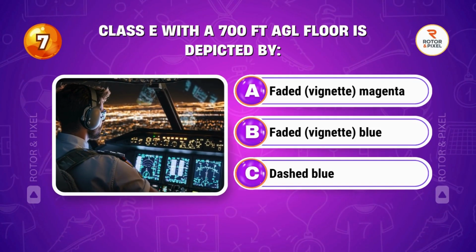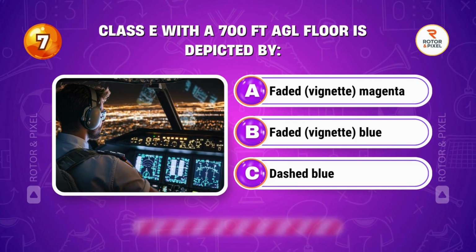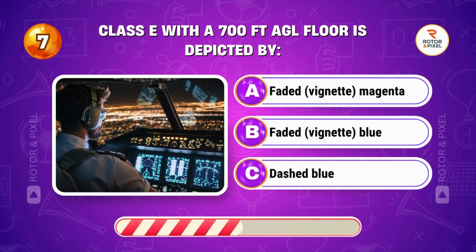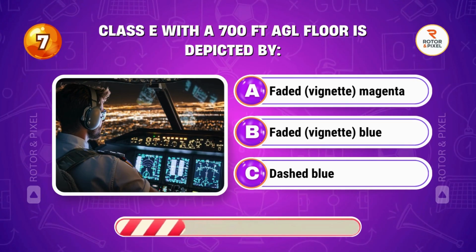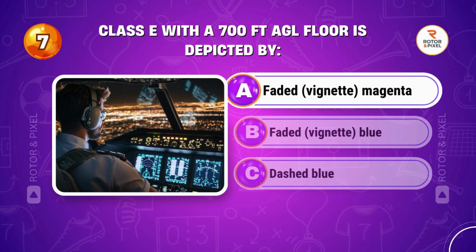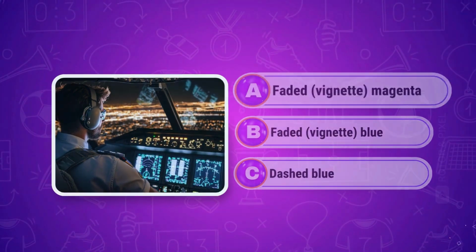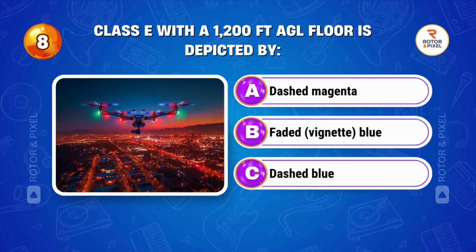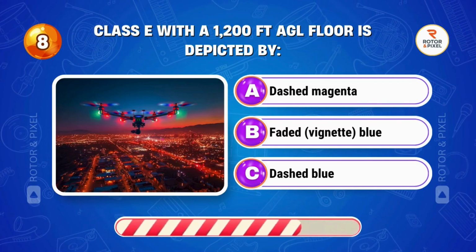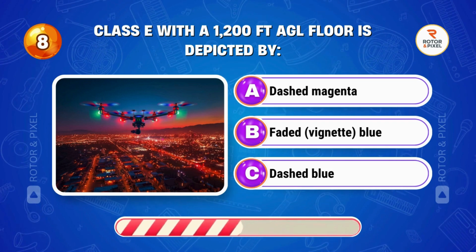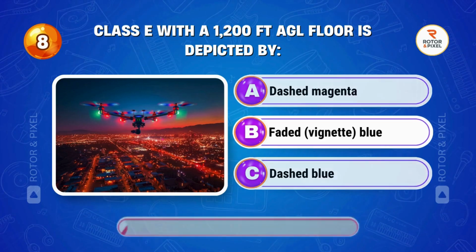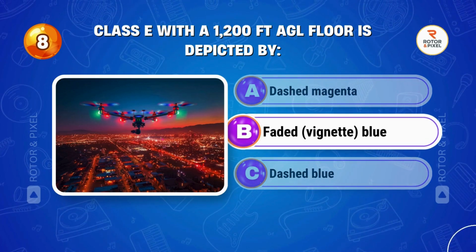Class E with a 700-foot AGL floor is depicted by Answer A, faded vignette magenta. Class E with a 1,200-foot AGL floor is depicted by Answer B, faded vignette blue.